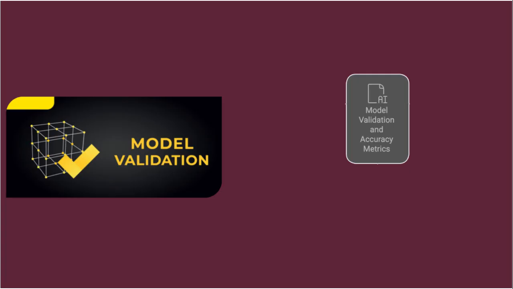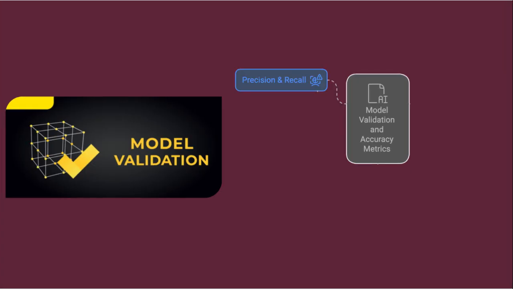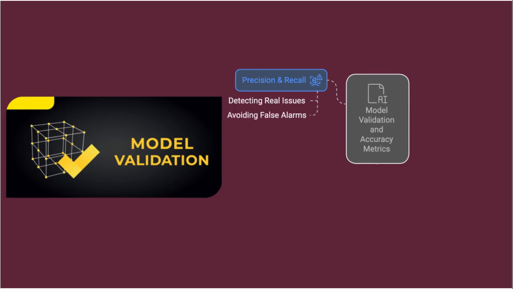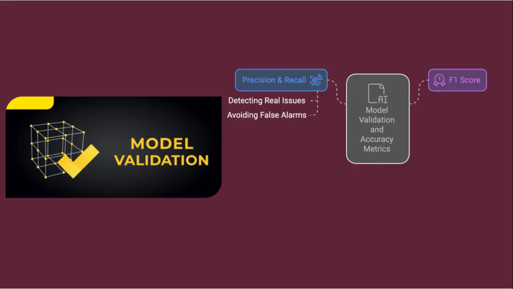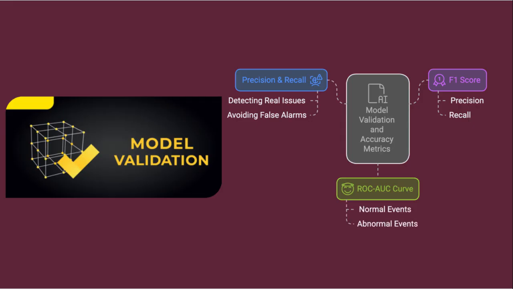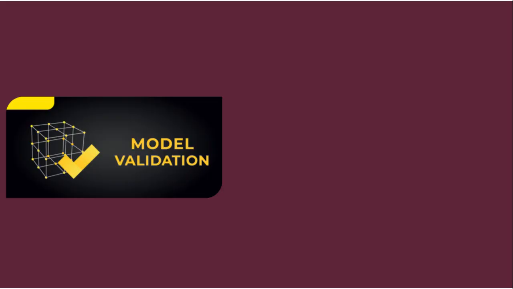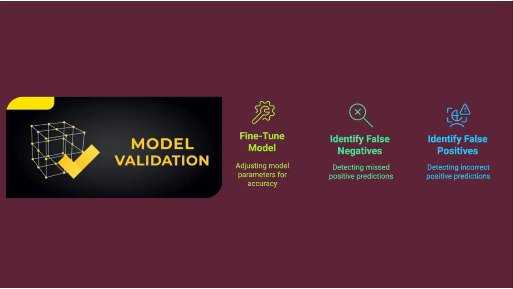To measure how well an AIOps model performs, we use accuracy metrics such as precision and recall: how well the model detects real issues while avoiding false alarms. F1 score, a balance between precision and recall. ROC AUC curve, measures how effectively the model distinguishes between normal and abnormal events. These metrics help fine-tune models to minimize false negatives and false positives, ensuring reliable predictions.